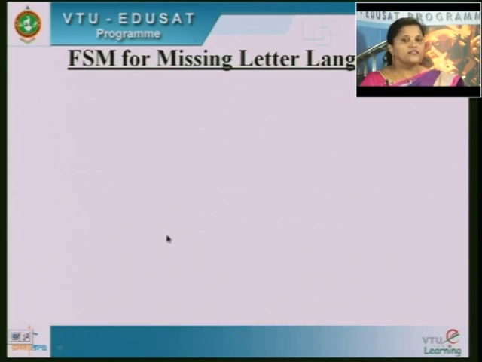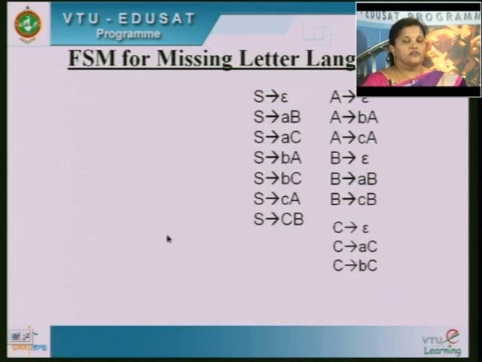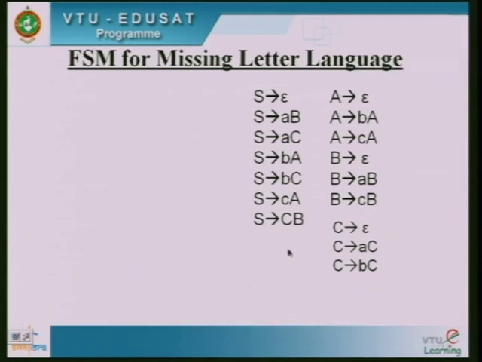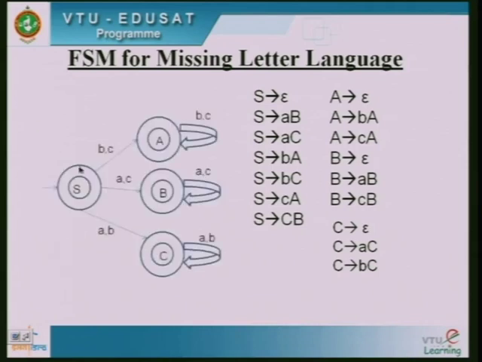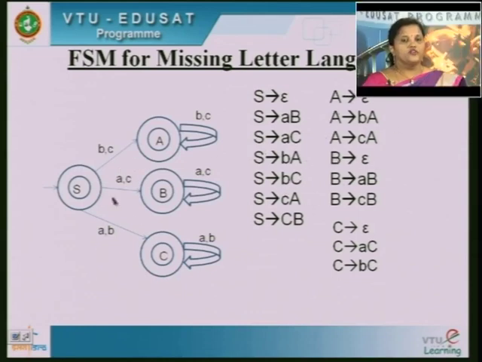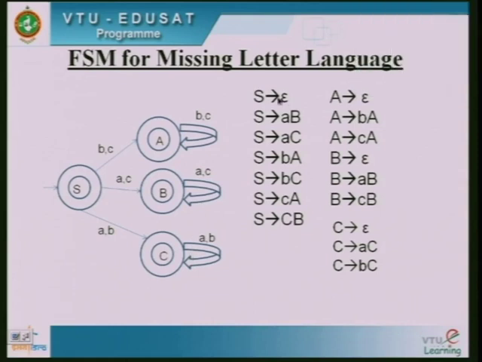So how to construct the finite state machine? First, if you observe, again I have rewritten those rules. Here, how many non-terminals are there? A, B, C. So those many states we have drawn. Next you have S derives epsilon, so you can make this an accepting state.